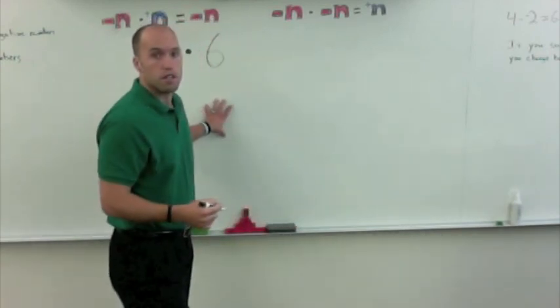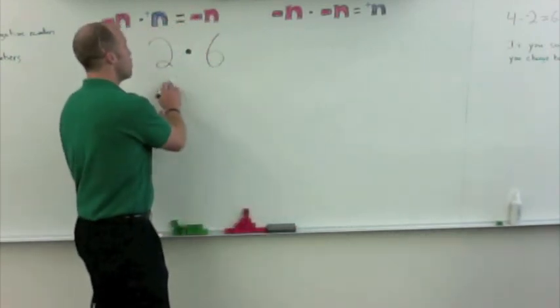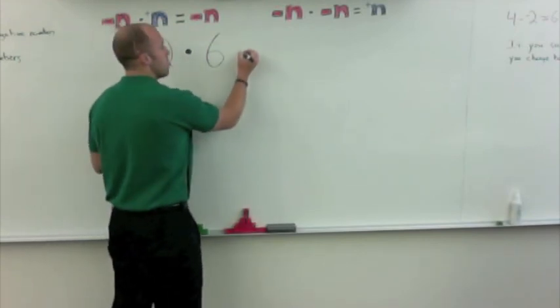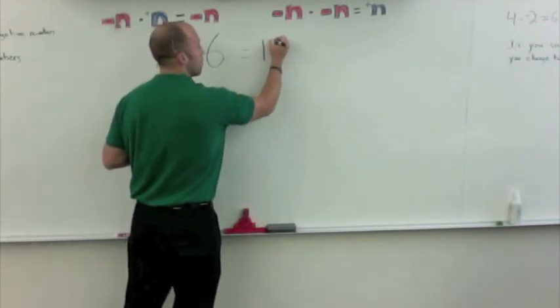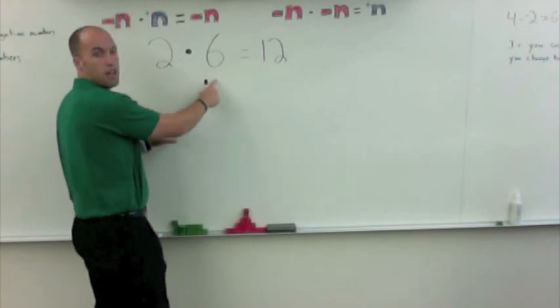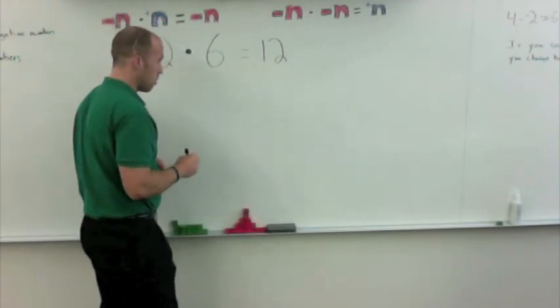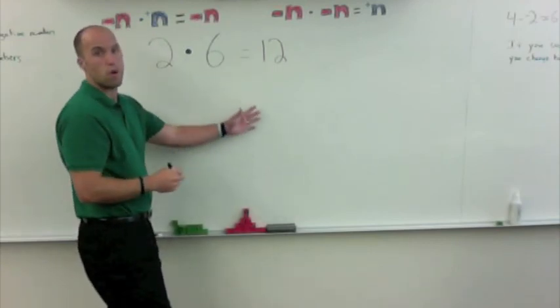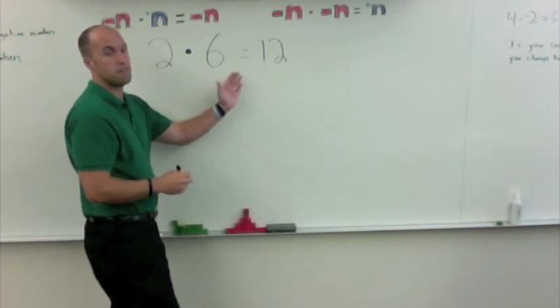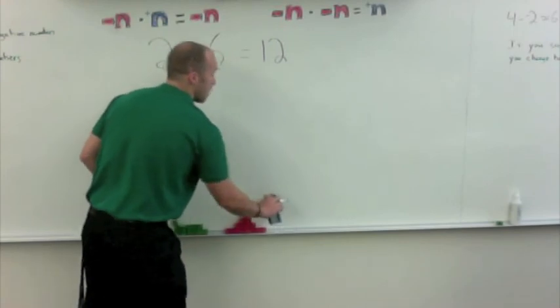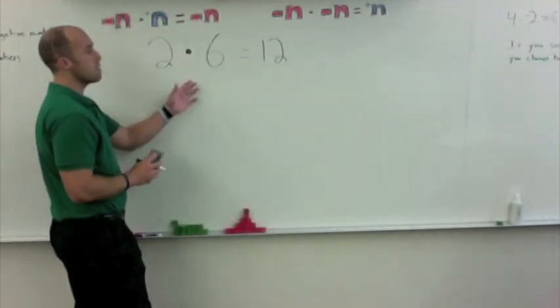So let's go through this quick expression that's both positive. 2 times 6, that's going to be equal to 12. We have two positive numbers that are coming together to find a positive answer. So we have 2 times 6 equals 12. A positive times a positive gives us a positive. So that is the first one we know. 2 times 6 equals 12.